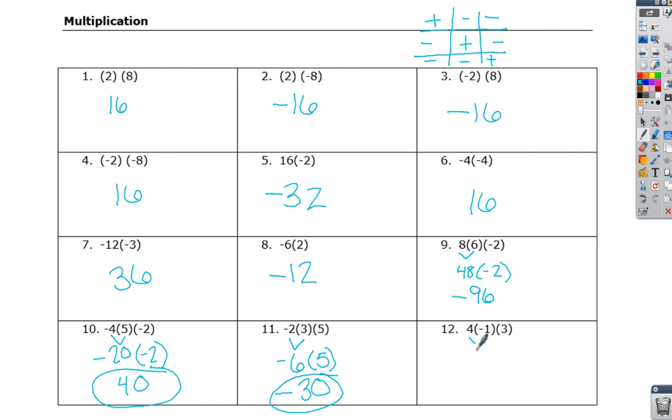Then we have number 12. We have 4 times negative 1. 4 times negative 1 is negative 4. We have a positive times negative, which is a negative. We're going to bring down that 3. Negative 4 times 3. 4 times 3 is 12. We need to figure out our sign. A negative times a positive is a negative. So our answer is negative 12.